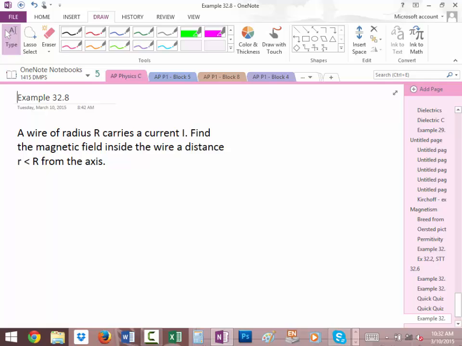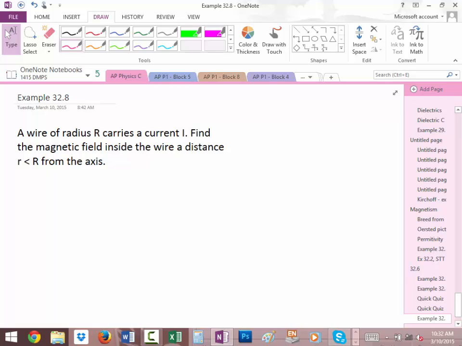Let's try another one. This is an example. Here's the situation. This, again, is an example in both books that I was using. It's just kind of funny. It's like, oh, it's just popular. It says a wire of radius R carries a current I. Find the magnetic field inside the wire, a distance little r that's less than big R.